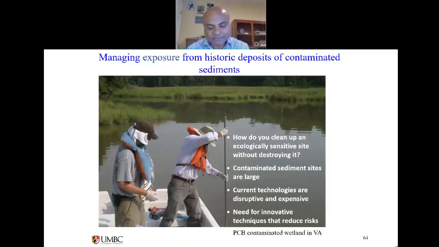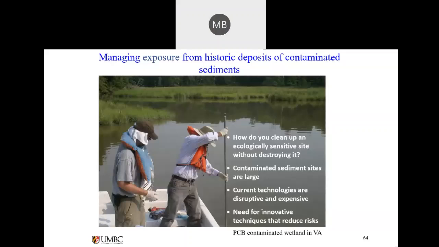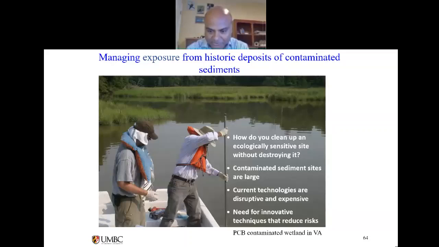So if we want to step back and think about what we are really trying to do here, which is reduce the exposure of these chemicals to the aquatic organisms, we're really trying to reduce that exposure and risk associated with these chemicals. We don't necessarily want to take those sediments out. So how do you clean up these ecologically sensitive sites without destroying them? And that was a big motivation that got us started in here. To answer that question, we had to dig a little deeper and think about where the chemicals are and what happens when we try to use these traditional approaches of managing contaminated sediment deposits in water bodies. So next slide, please.